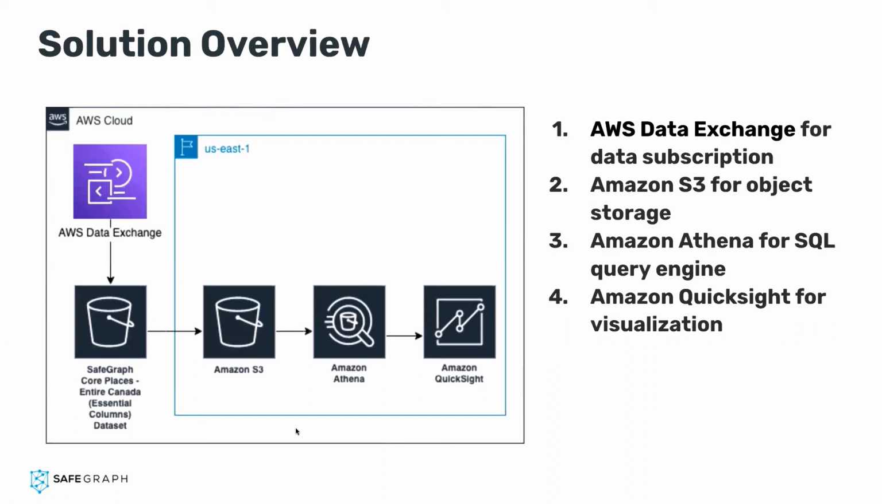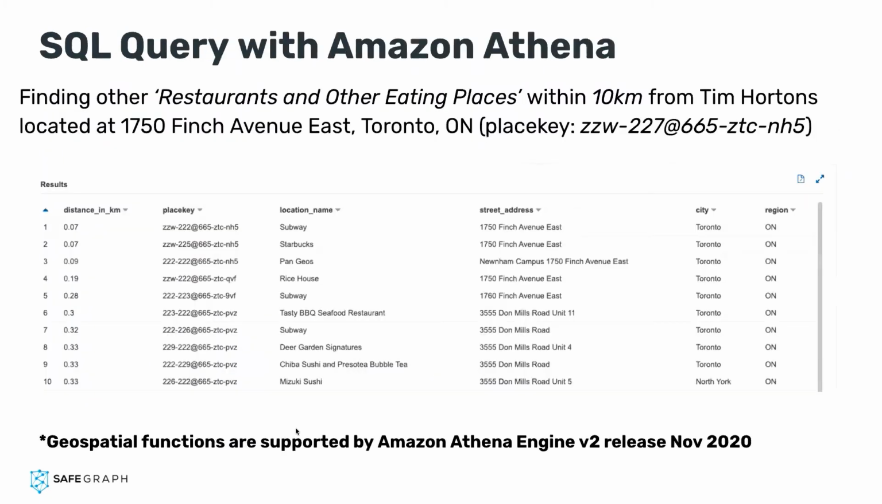So it's quite straightforward. You have yourself an interface to do SQL queries if you're familiar with that. If not, you have the ability to do visualization, interacting with the dashboard, filtering, drop-downs, et cetera. And we'll go over some of those results in the next slides. So the first one will be, how do you interact with the dataset using SQL queries? In this example, I run a query against the dataset to locate other restaurants and other eating places within 10 kilometers from a particular Tim Hortons.